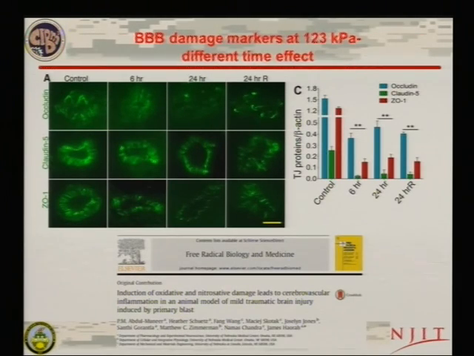Again, with blood-brain barrier markers, we clearly see the tight junction proteins are changed. What that really means is that oxidative stress is able to go back and erode the tight junctions on the perivascular side.